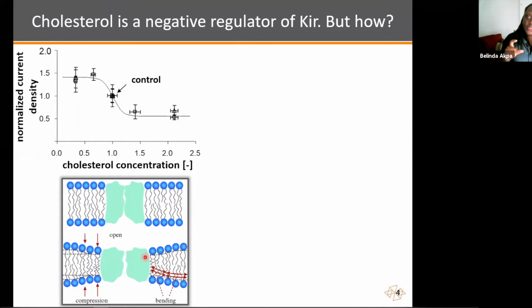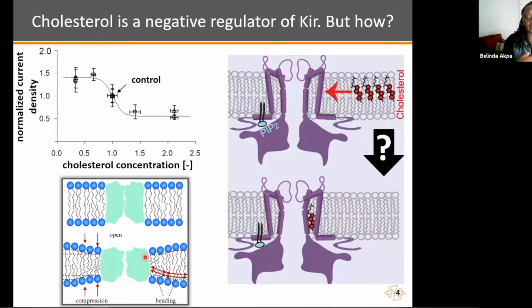And what they saw was that just changing the mechanics of the membrane is not enough to actually alter the function of the channel. So it looks like, coupling that information with some other experiments and computational work that has been done over the years, there is some kind of direct interaction that's happening between cholesterol and the ion channel. So cholesterol is in the membrane, it migrates somehow to the channel.